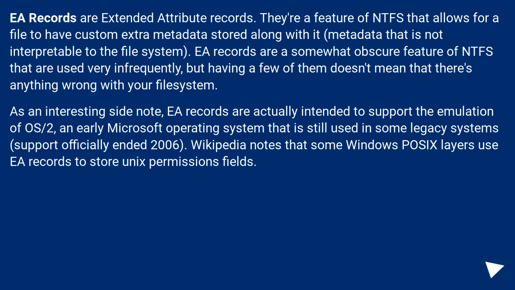As an interesting side note, EA records are actually intended to support the emulation of OS/2, an early Microsoft operating system that is still used in some legacy systems. Support officially ended in 2006. Wikipedia notes that some Windows POSIX layers use EA records to store Unix permissions fields.